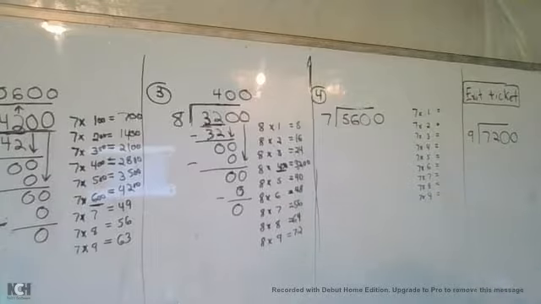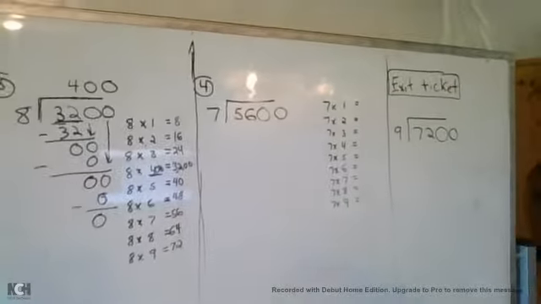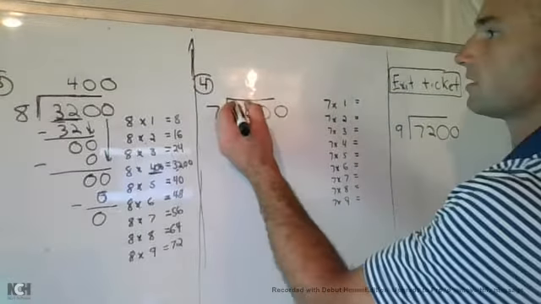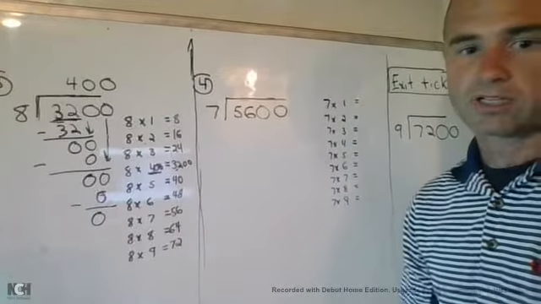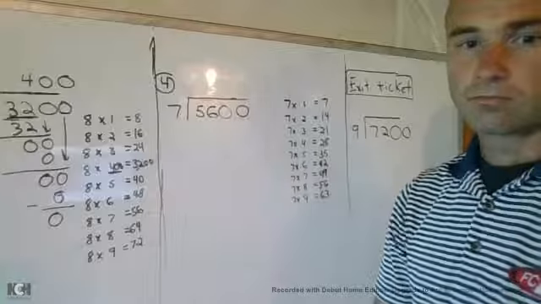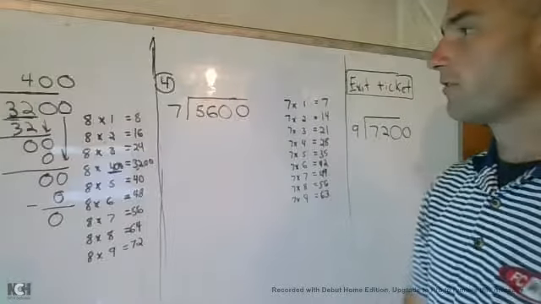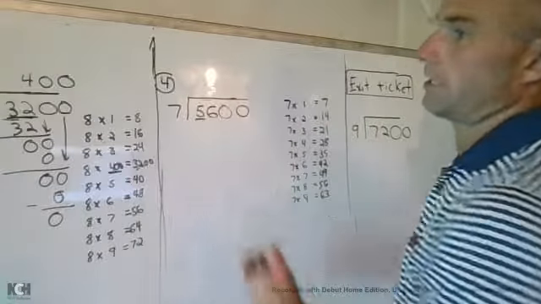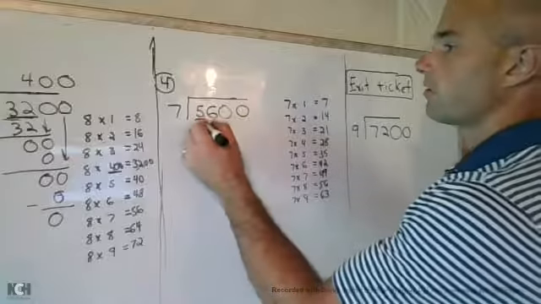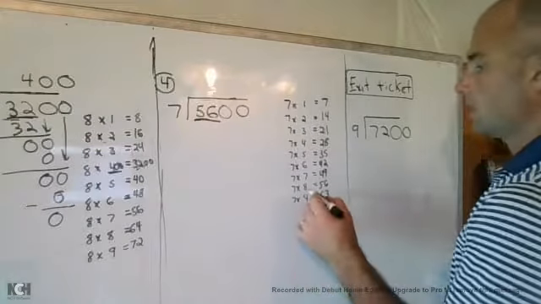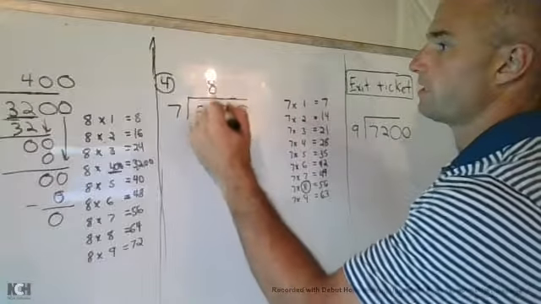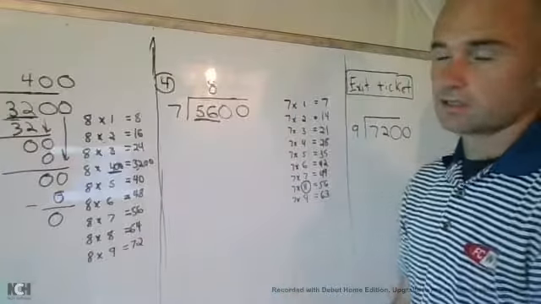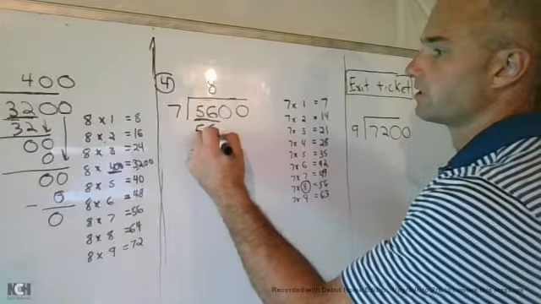Last but not least, number 4. How many 7s go into 5,600? Hit the pause button to solve that now. All right, so 7 goes into 5 0 times. We know that. But it does go into 56. It goes in 8 times. I'm going to put the 8 above the 6 from 56. 8 times 7 equals 56.